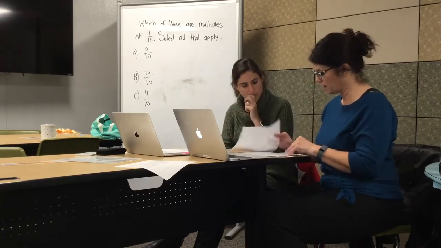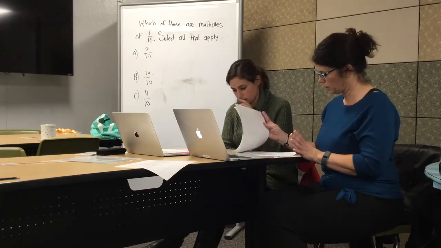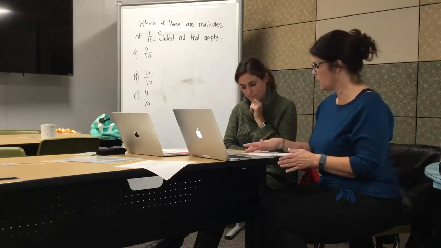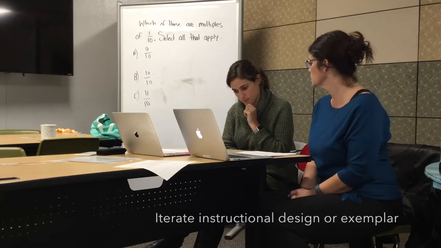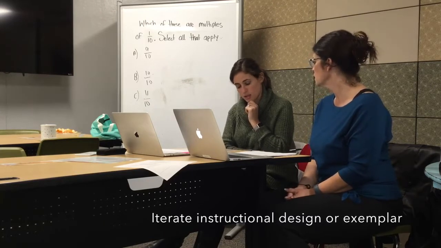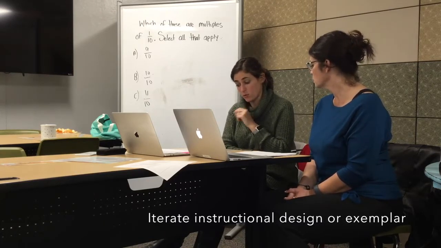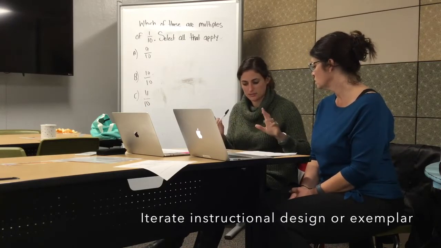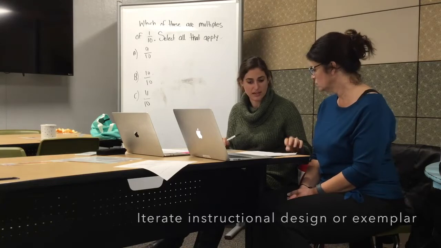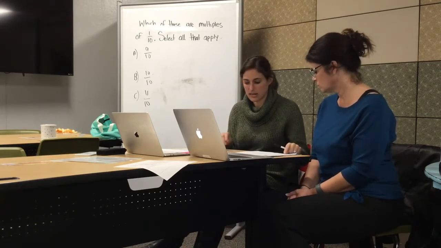I see the same thing. I don't see any models in here. They're all equations. Yeah. And so what tweak do you think you will make based on that? What change? I will add more models into my instruction, or maybe even out the ratio of models and another strategy like a T-chart or a number bond.